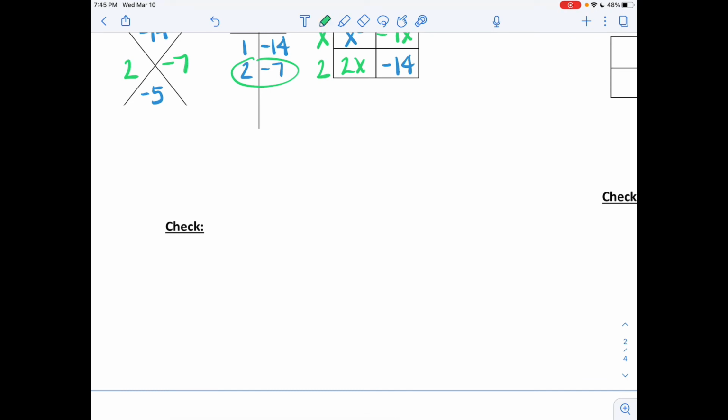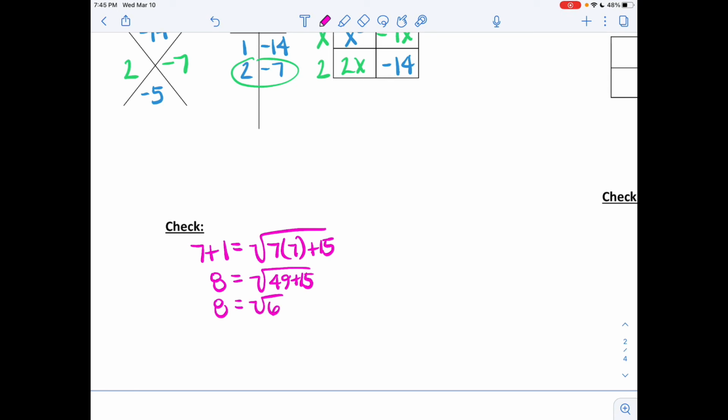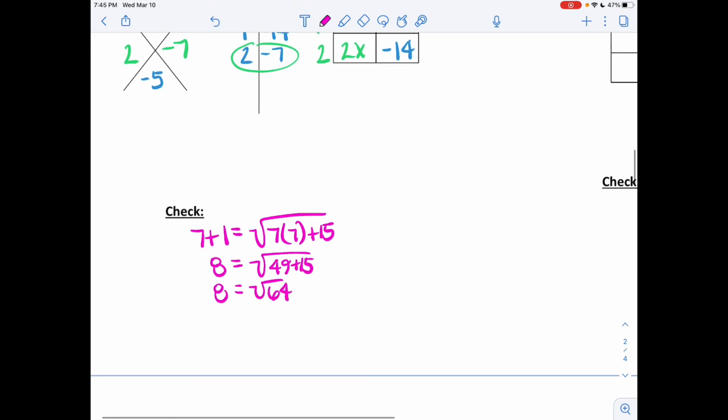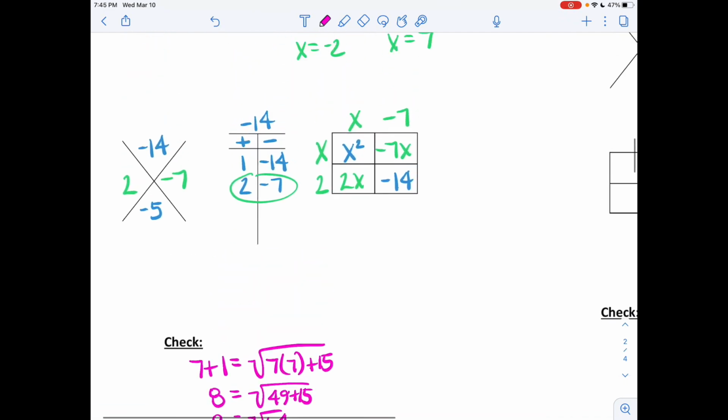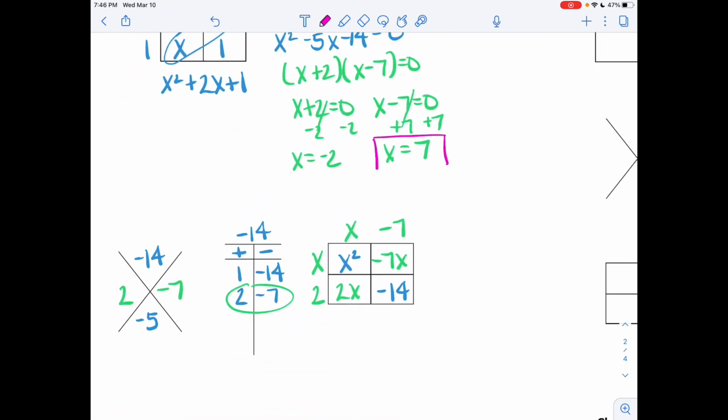So remember, it was x plus 1, so that's going to give me 7 plus 1, and that's going to be equal to the square root of 7 times 7, again substituting for x, plus 15, and we want to continue solving. 8 is equal to the square root of 49 plus 15, which is 64, and the square root of 64 is 8, so 8 is equal to 8, and we are good. That means that we can take that 7 and box it as a final answer.